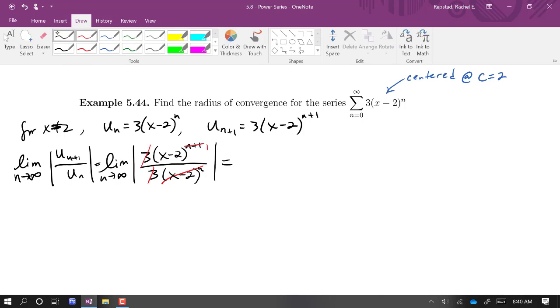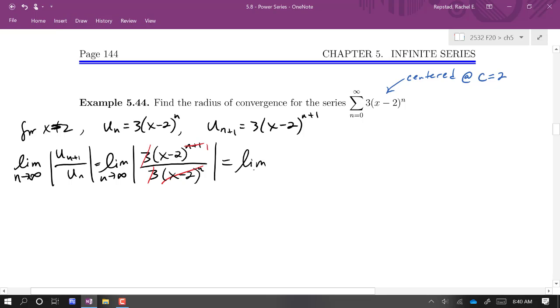So we have the limit as n approaches infinity of the absolute value of x minus 2. Again, look, we're taking the limit as n approaches infinity. There's no n's left, right? So whatever absolute value of x minus 2 is, that's what this limit is. There's no n's here to even allow to let get huge. So we're kind of done with this limit.